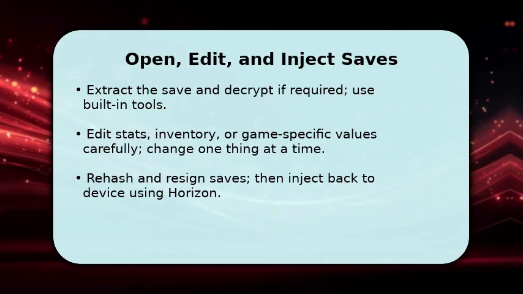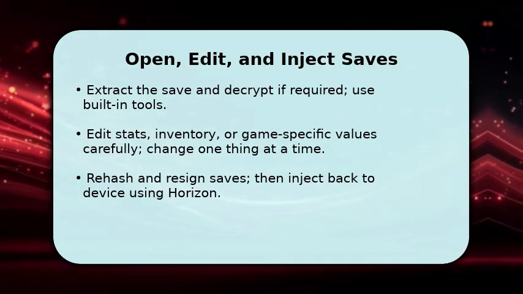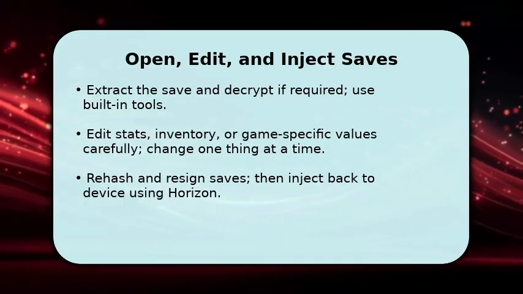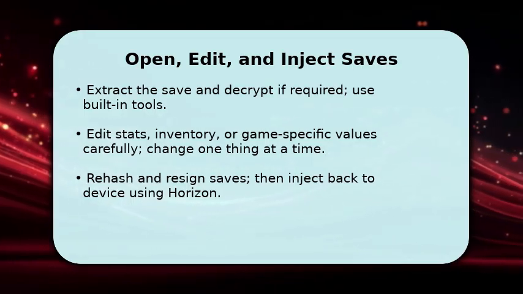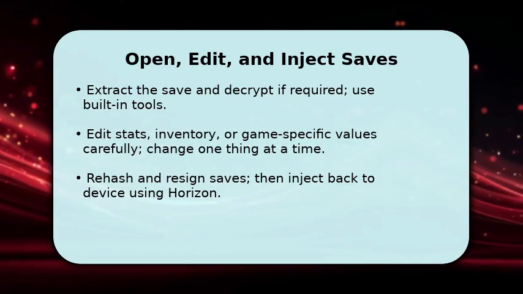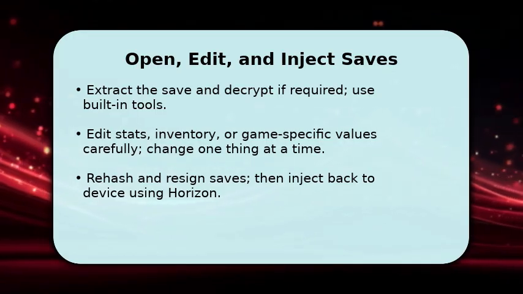Then edit values like stats or inventory, altering one parameter at a time so you can test stability. Sudden big changes risk corruption. After edits, rehash and resign the save inside Horizon so the Xbox will accept it.